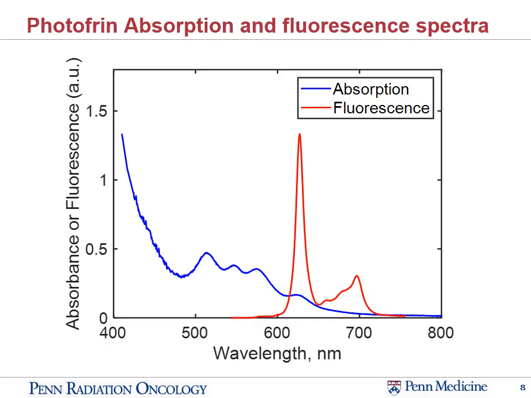Photofrin emits fluorescence in the red region, between 600 to 700 nanometer. To mimic the generation and detection of fluorescence light using our contact probe setup, we simulate the excitation light at 405 nanometer, as depicted by the blue shaded area on the plot. And for the fluorescence light, we run the simulation at 630 nanometer, which is at the most prominent peak of the entire fluorescence spectrum.